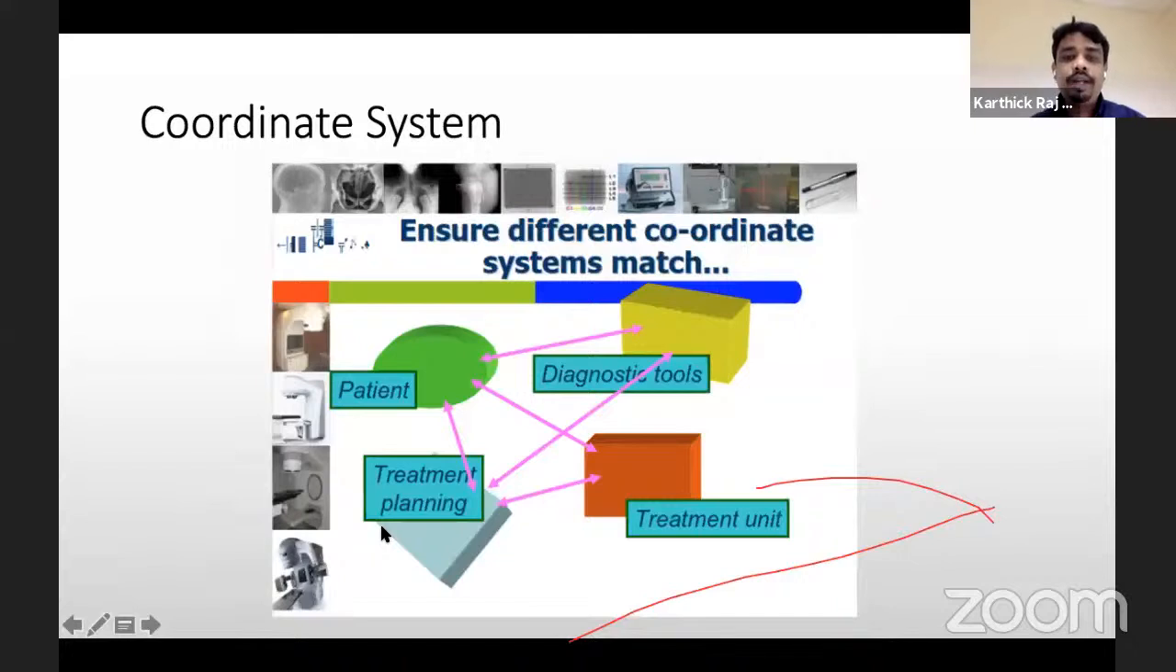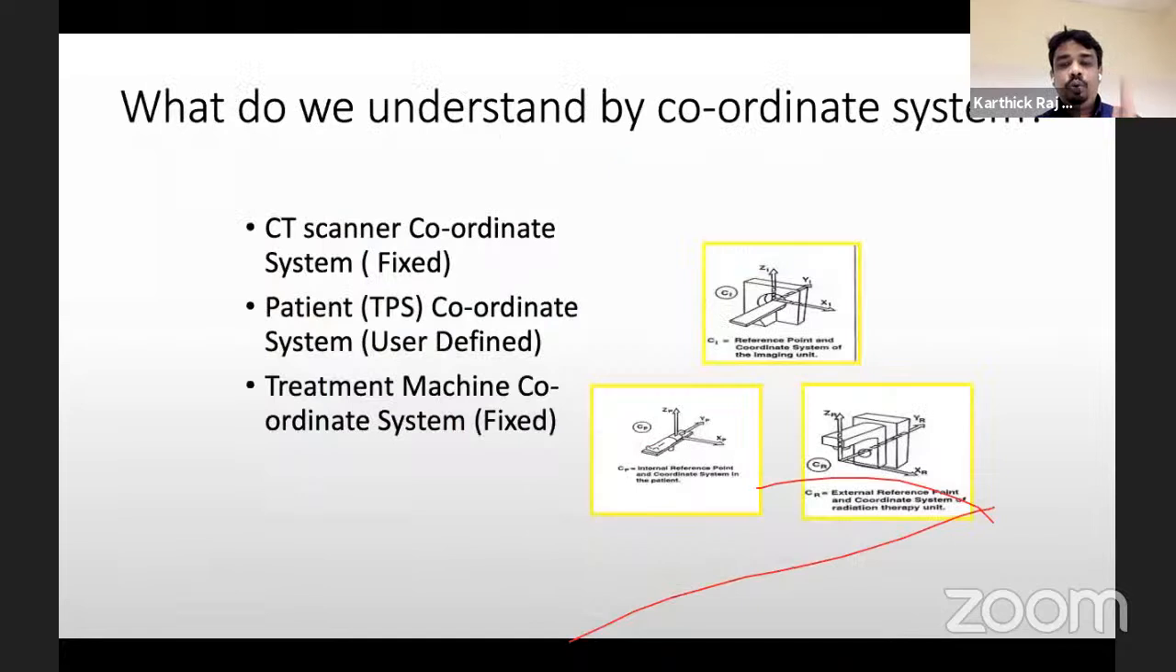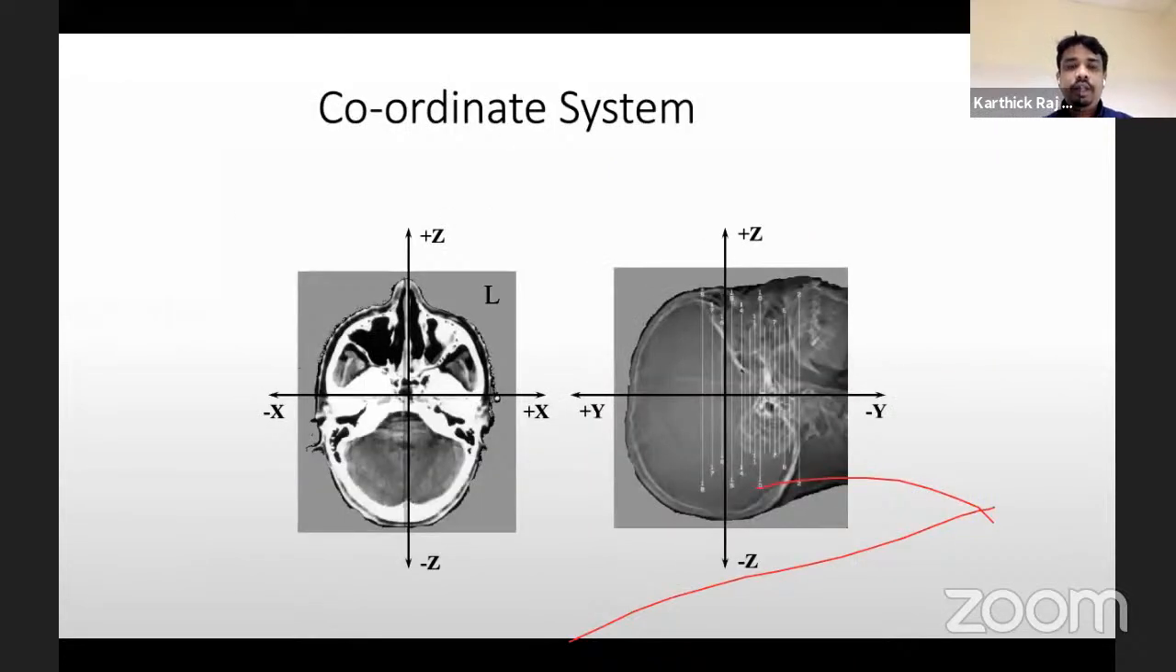The patient coordinate system is a very important thing, because the planning system has a different coordinate system, your diagnostic tool has a different coordinate system, and your treatment unit has a different coordinate system. So using a proper coordinate system is very important. When you establish a department, decide this is the coordinate system I'm going to use, label it, print it, and keep it everywhere. When you do an isocentric check, always keep your reference.